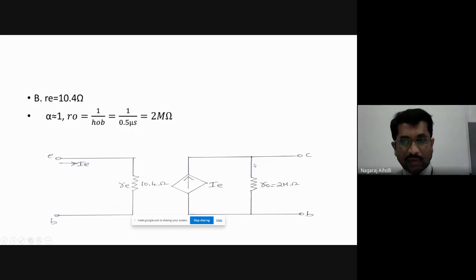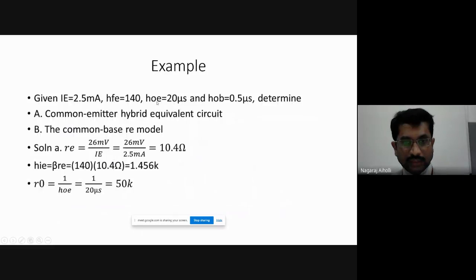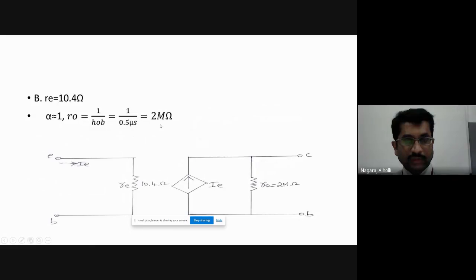Therefore, let us find R naught, which is the reciprocal of admittance. For common base, we have to consider HOB. Remember, for common emitter it is HOE, so this E stands for common emitter. HOE for common emitter, HOB for common base, HOC for common collector. So HOB is 0.5 microsiemens, and its reciprocal gives the output resistance. So R naught is 1 upon HOB, that is 1 upon 0.5 microsiemens, which comes out to 2 megaohms. So this is the RE model for the common base configuration.